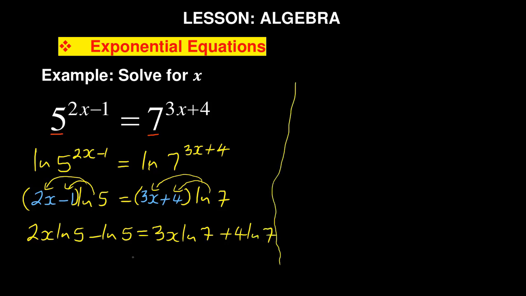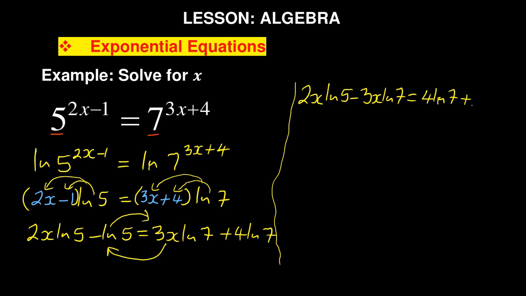Then what you need to do there is to collect your like terms such that this goes to the other side and this goes to the other side, and you are having your 2x ln 5 in this case, and then minus 3x ln 7 is equal to 4 ln 7, and then it becomes plus ln 5.